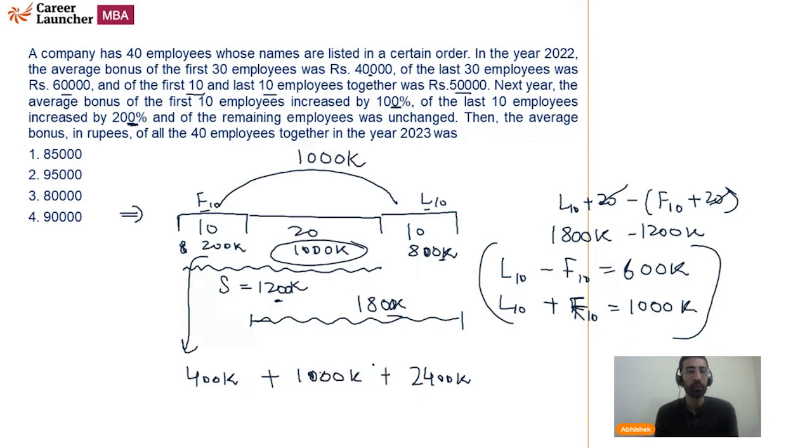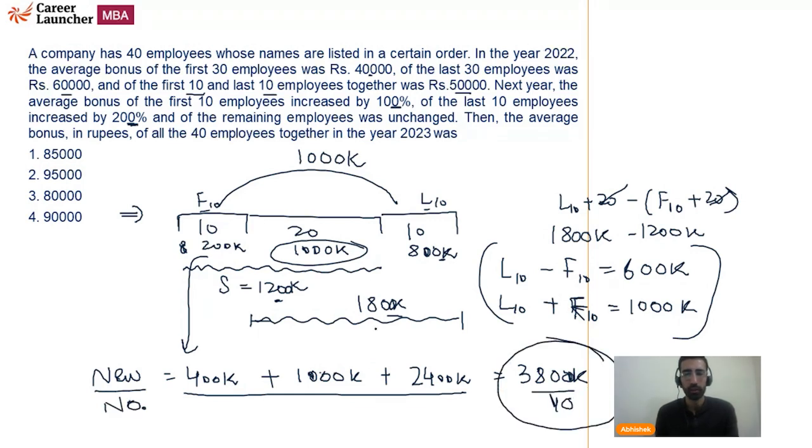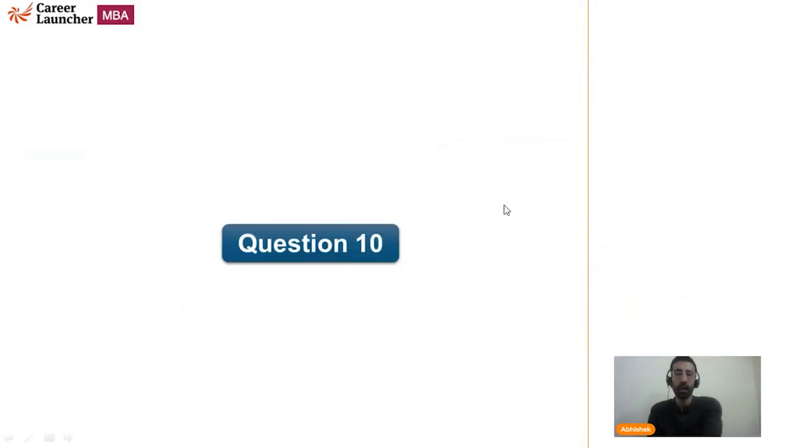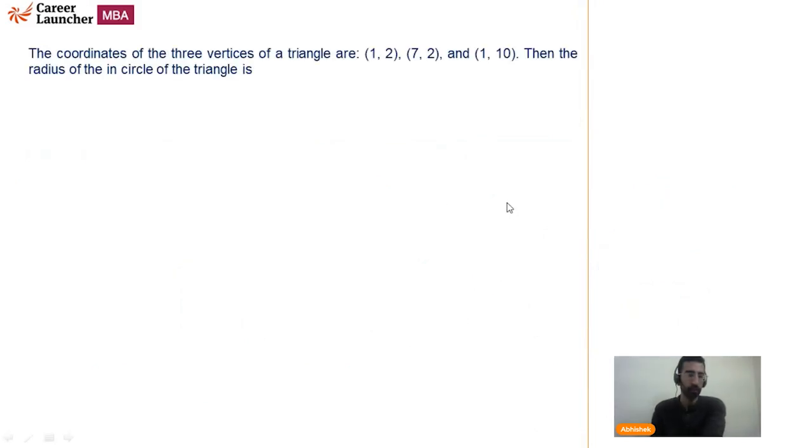So for these 40 employees, what is the new average? The new sum is this: 400,000 plus 2,400,000 plus 1,000,000, which is 3,800,000. And of course, the number of employees is 40 for the new average. I hope this is clear. Let's move to the next question.